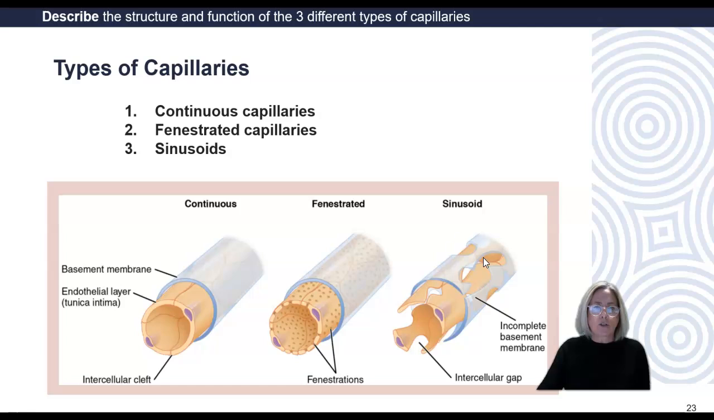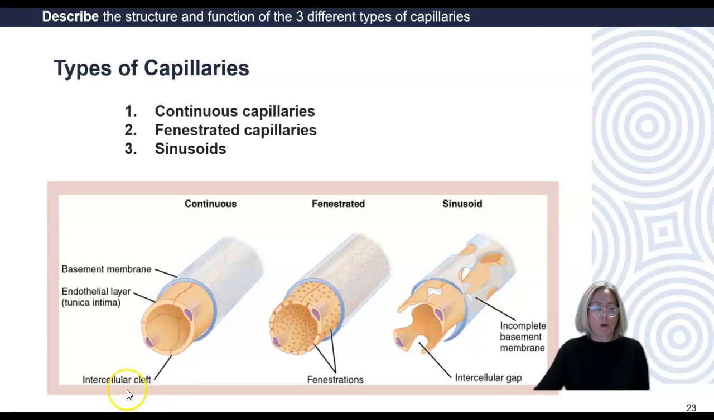But if we then look at the 3 types of capillaries, we have continuous capillaries, we have fenestrated capillaries, and you can see the difference there, all of those gaps appearing between the endothelial cells, and you can see they're sort of studded along the length of that capillary. And then we also have these sinusoidal ones where there are massive holes. You can see an incomplete basement membrane there, and you can see much bigger gaps there between the endothelial cells.